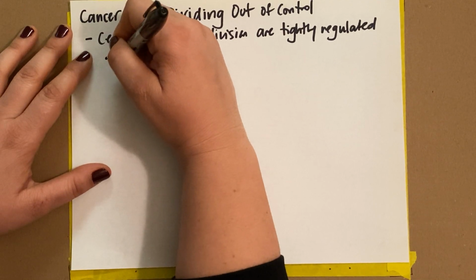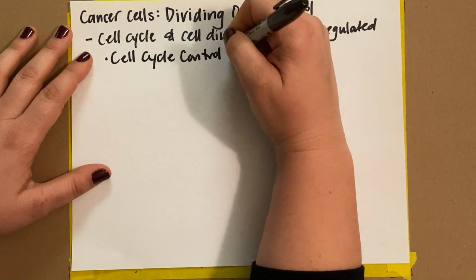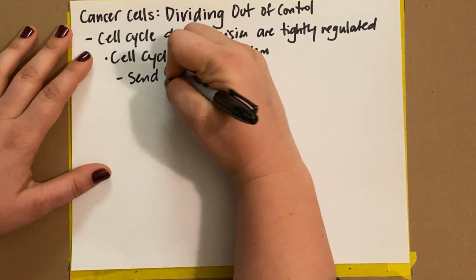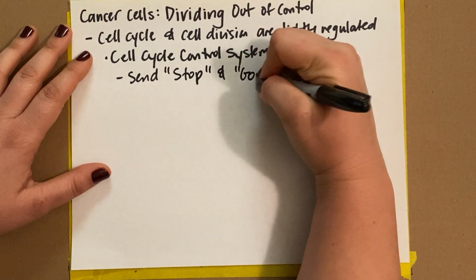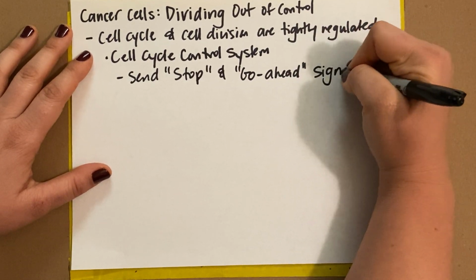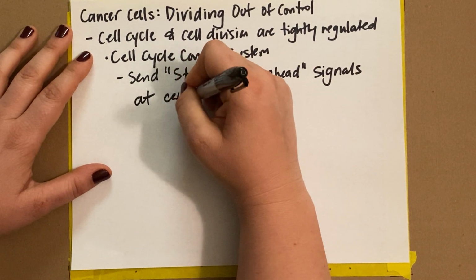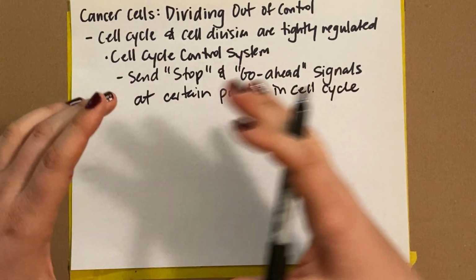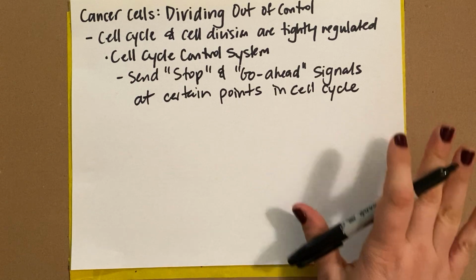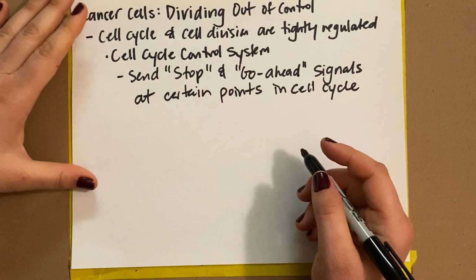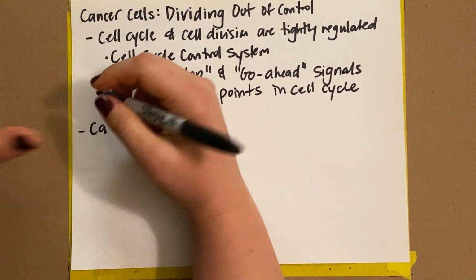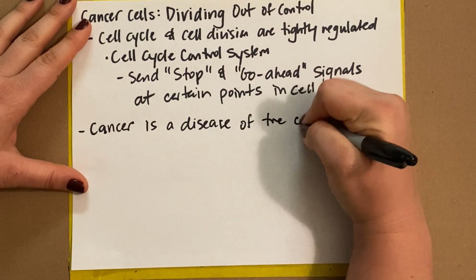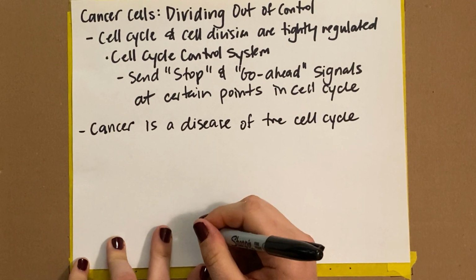Okay, and so we call this the cell cycle control system. There are different enzymes and proteins that are involved in this that send stop and go-ahead signals at specific points in the cell cycle. So basically, these different mechanisms are constantly in place to check to make sure everything is happening in the way that it should, okay? And so what happens with cancer is that something goes wrong with the checks and balances of this. So cancer is a disease of the cell cycle. So when the cell cycle starts to go haywire.